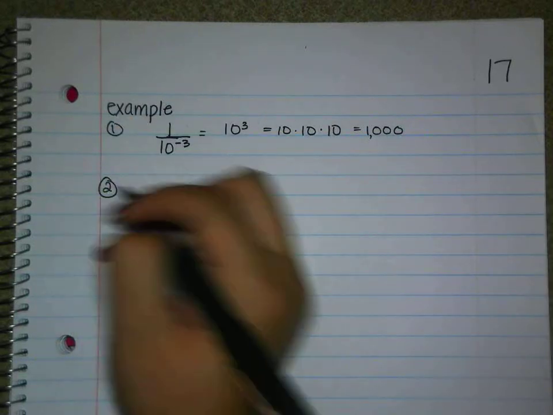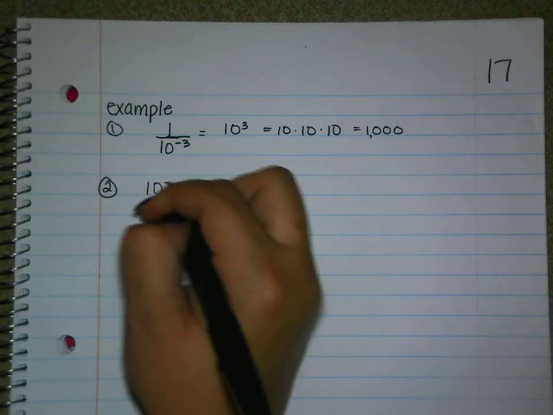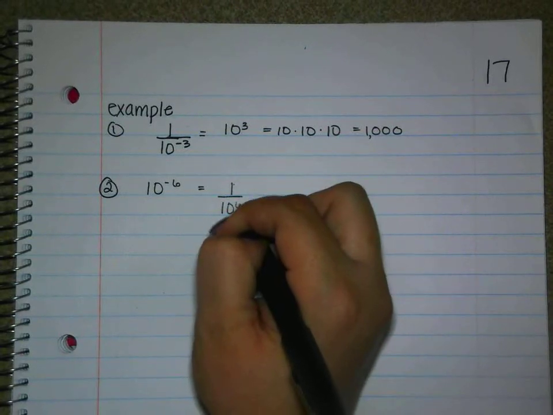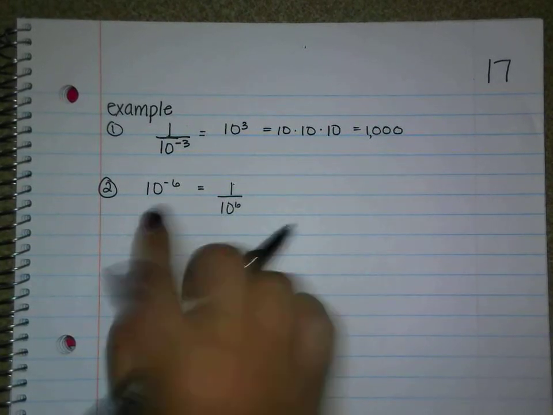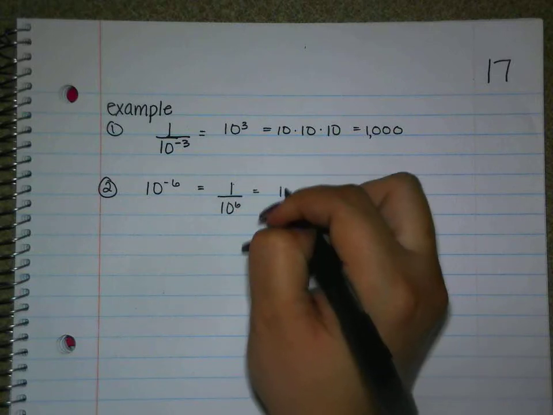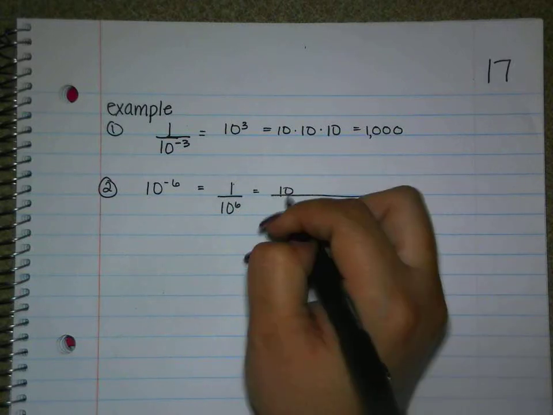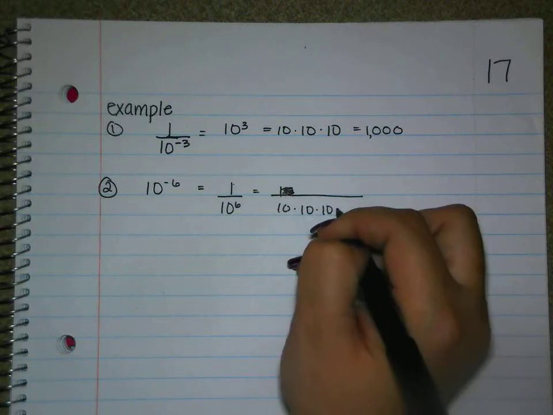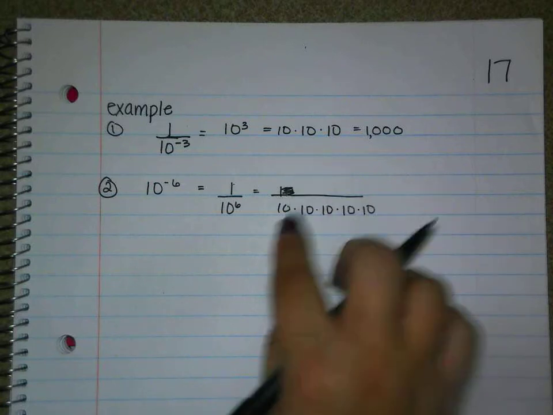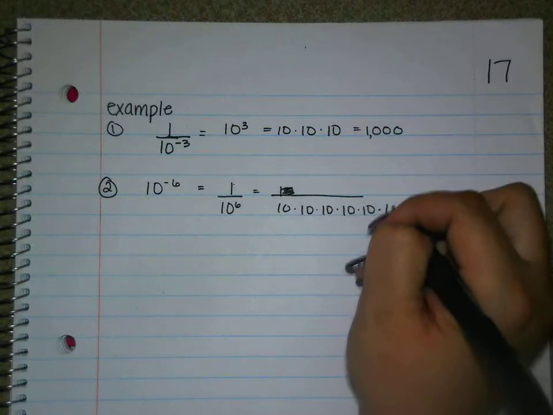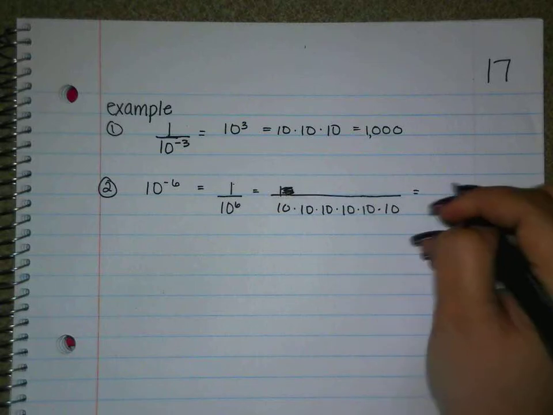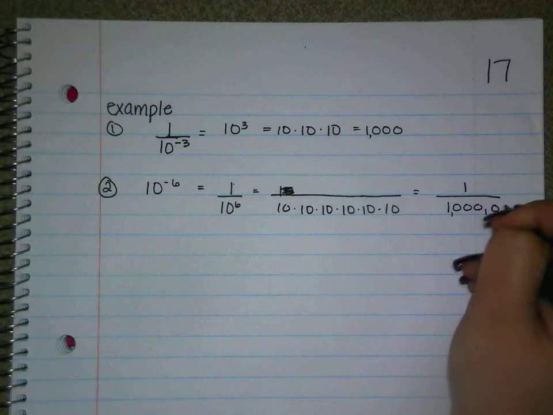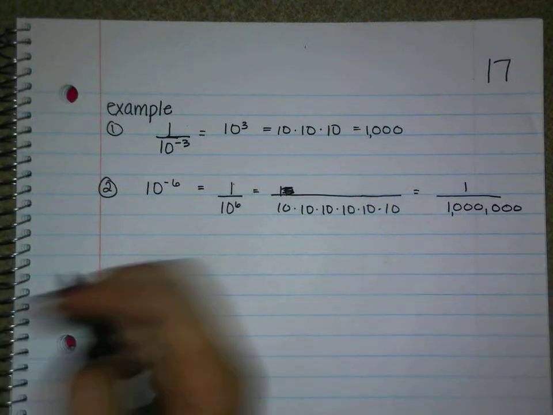How about another example? What if we have 10 to the negative sixth power? That's going to equal 1 over 10 to the sixth power, right? Because we had to flip it. And that's going to be 1 over 10 times 10 times 10 times 10 times 10 times 10, which is equal to 1 over 1 with 6 zeros, which is 1,000,000, right? All right, let's try another.